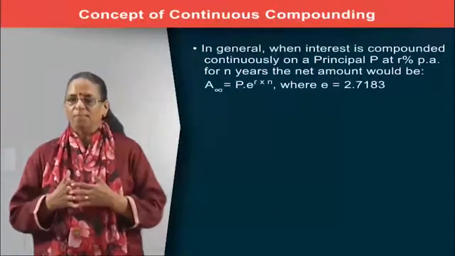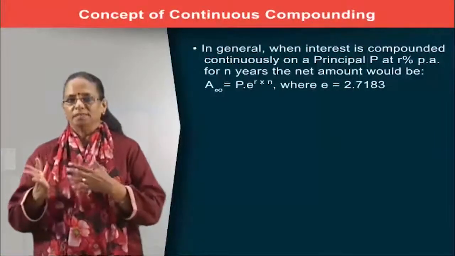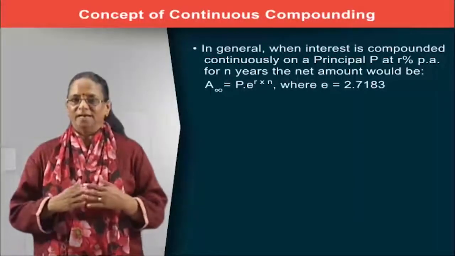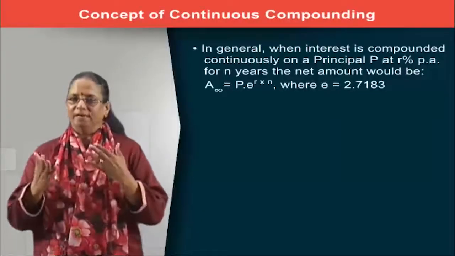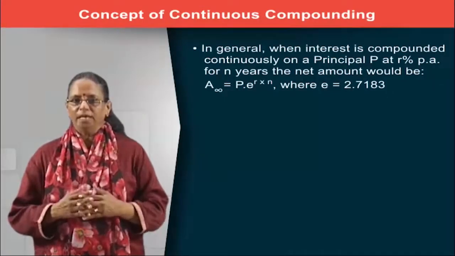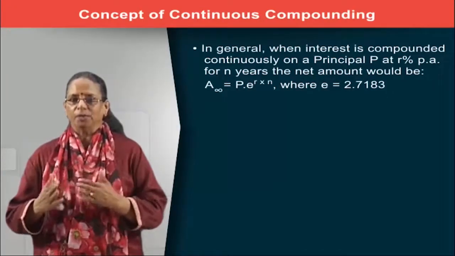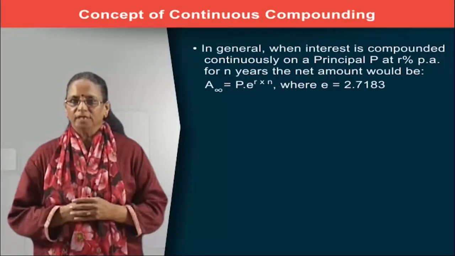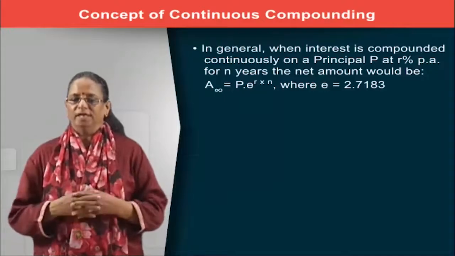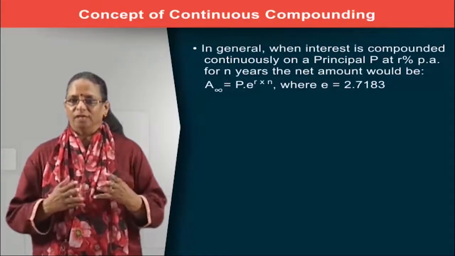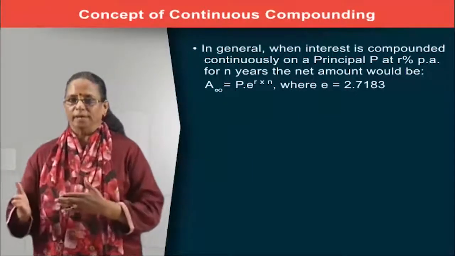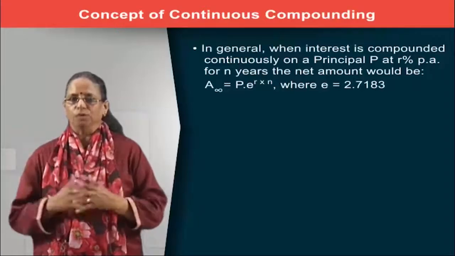So when interest is compounded continuously on a principal P at R% per annum for n years, the net amount can be written as A infinity equal to P into e raised to R into n. Why are we writing A infinity? Because the number of periods will tend to infinity. That is why we write A infinity, because the interest is calculated at every single moment. So the number of periods will go to infinity.